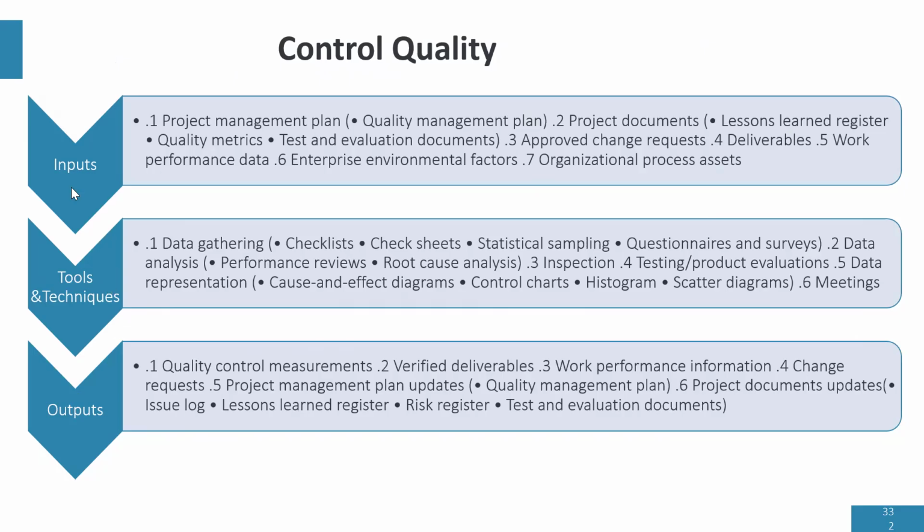Let me go to the tools and techniques. This is where product testing, where quality control, is done. And quality control is simply testing your product against specification. You can use a checklist to do this. You can use a check sheet to collate the number of defective products. We can do statistical sampling, and statistical sampling is divided into two: population testing and sample testing.